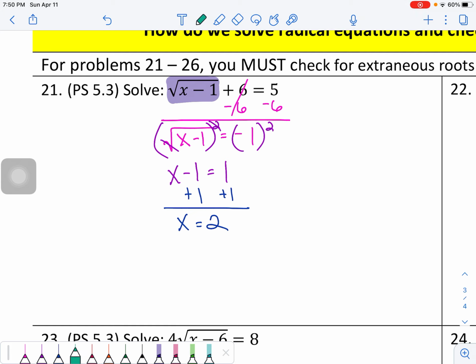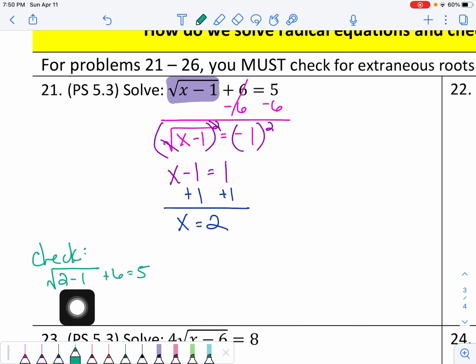Now, part of the issue here is we absolutely have to check our answers. This is not optional. So down here, I'm going to put a little check. And what you're going to check is take this value for x, go all the way back to the original given equation here. So we're going to check that the square root of x minus 1, so 2 minus 1, plus 6 is equal to 5. Use a calculator if you need to. Do whatever you need to check this work. So 2 minus 1 is 1. Square root of 1 is 1. So we've got 1 plus 6 is equal to 5.